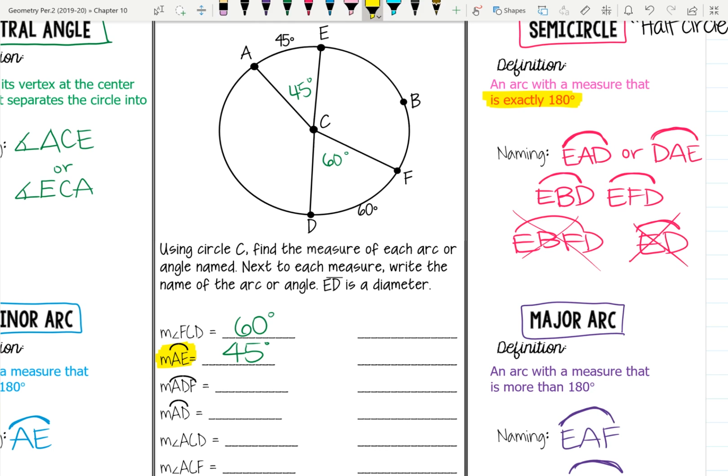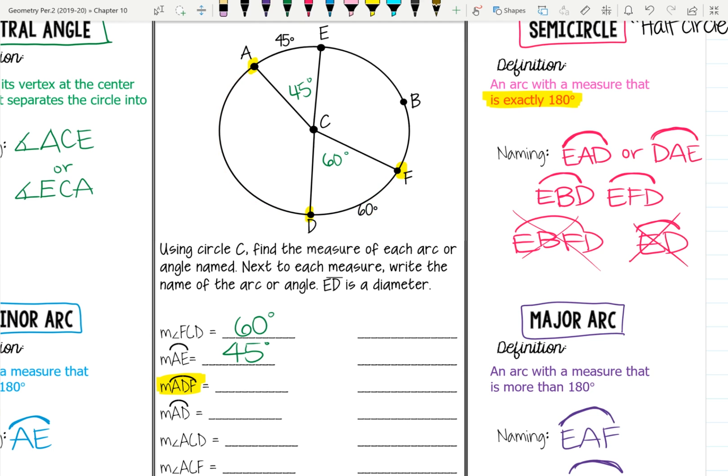Okay, next question here is arc ADF. Look at how they're using 3 letters here. I know I'm starting with A and I'm going to end with F, but which direction should I head? Should I go up towards the top or down towards the bottom? That's why you need that middle letter, D. Here's D, so that means I'm going this direction. This is arc ADF. How many degrees is this? Well, I only know this part, DF, is 60. How could I figure out this other portion?